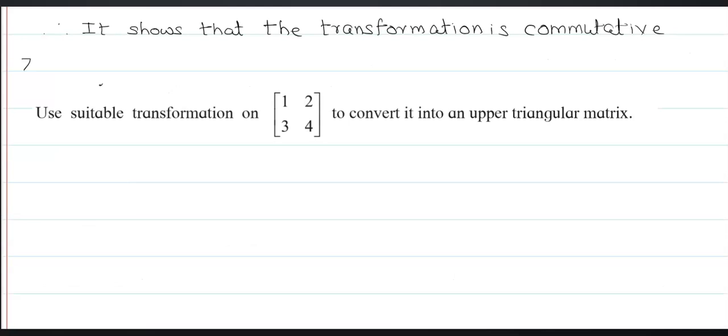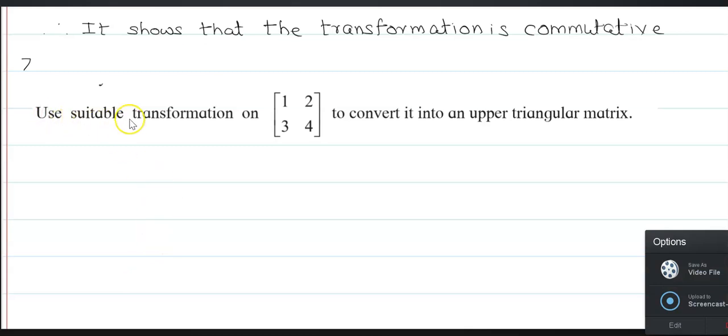Now the next question is question number 7. Use a suitable transformation to convert the matrix 1, 2, 3, 4 into an upper triangular matrix. To make it upper triangular, we make the element 3 below the diagonal a 0. And it's very simple. What is the operation? R2 minus 3 times R1. This will become 0 and we get our proper result. Now see this here.